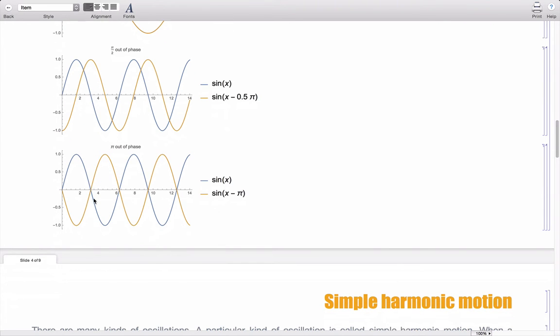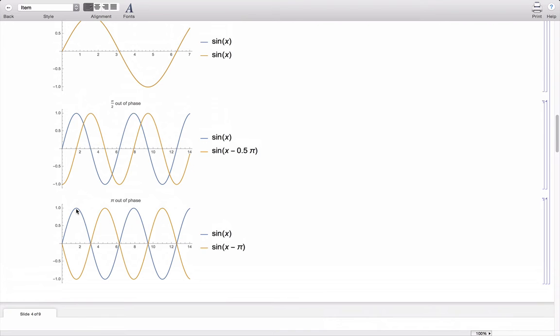In this third graph, we can see that when one wave is at pi over 2, the other wave is at 3 pi over 2. For the blue wave at this point, it has a phase of pi over 2. The other wave, which is the yellow wave, has a phase of minus pi over 2. And the difference between this pi over 2 and negative pi over 2 is pi. Hence, we say that these two waves are pi out of phase.